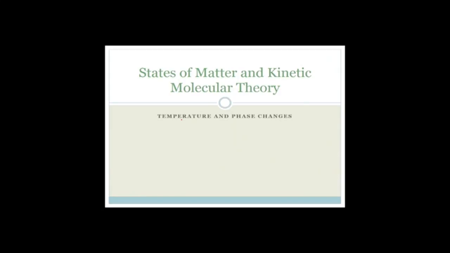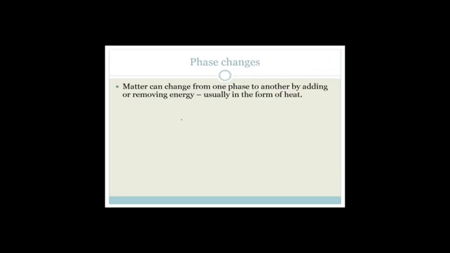Now we're going to talk about temperature and phase changes. Phase changes occur when either we add or remove energy, and it's usually in the form of heat. Sometimes we can add it in the form of kinetic energy, in other words, we can stir it, but 90% of the time we can cause a phase change by heating something. If you look over here, you can see we've got solid, liquid, and gas.